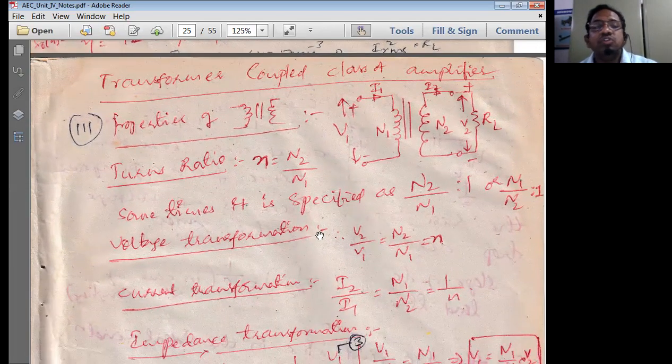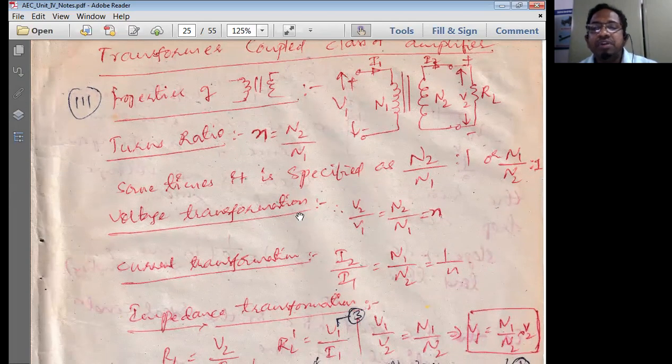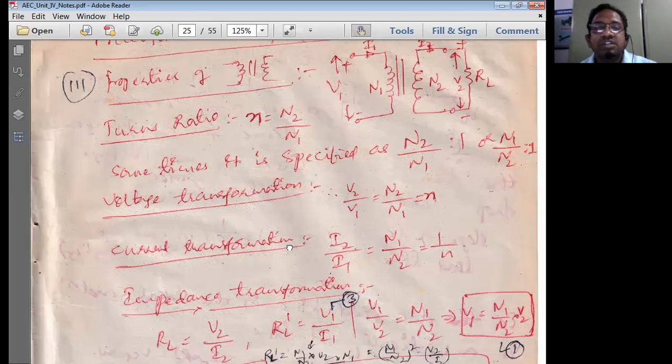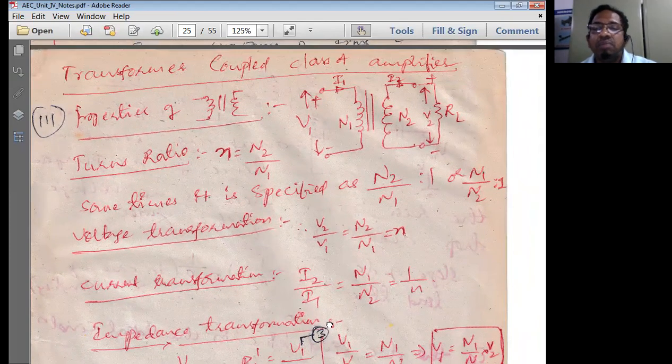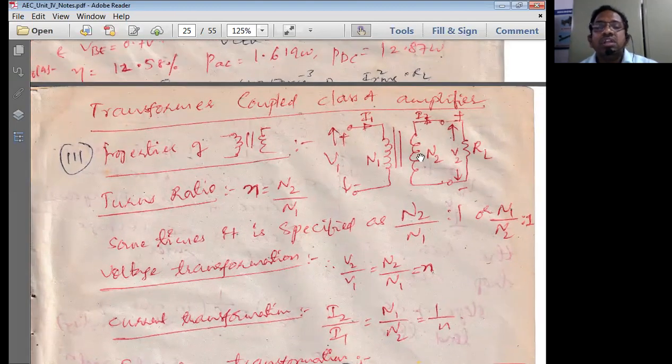The next case is going to be the transformer coupled class A power amplifier. At the output stage, we normally are going to have the transformer. What is important in transformer coupled is the turns ratio, the voltage transformation ratio, current transformation ratio, and impedance transformation. These four are the formulas which are very important for solving problems. Now the transformer is going to have primary turns N1, secondary turns N2, primary current I1, secondary current I2, primary voltage V1, secondary voltage V2, and load resistance say RL.